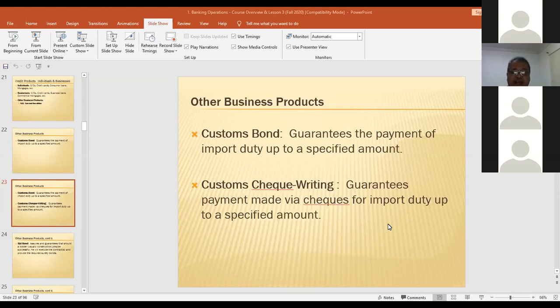And if the check does bounce, let's say there's some sort of glitch, the customs department will get their money either directly from the client, or the bank would cover it, because the bank is holding funds for that kind of customs bond and the customs check writing facility guarantee.